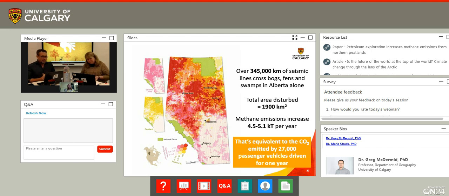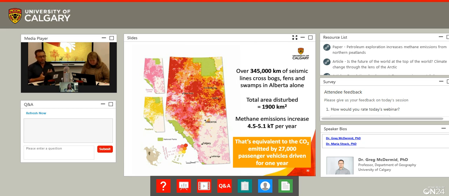So this map, the two little inset maps: the one at the top shows the spatial distribution of seismic lines in the province, which I'm portraying here in terms of density. The little map on the bottom shows the spatial distribution of peatlands in the province. And the big map shows where the two coincide. So the hot colors are where we have high densities of seismic lines and high proportions of peatlands.